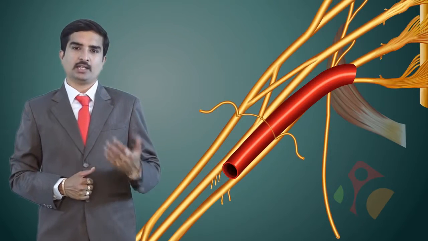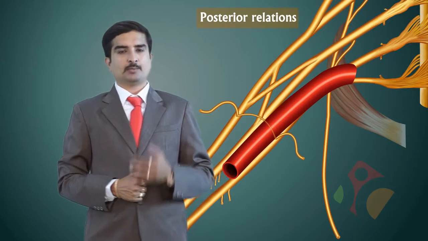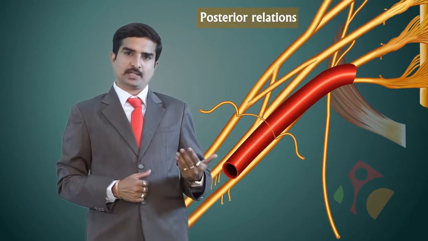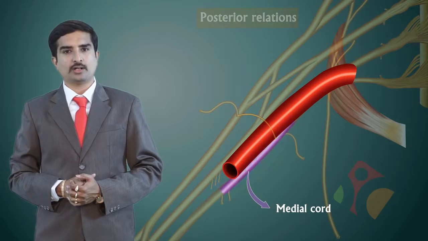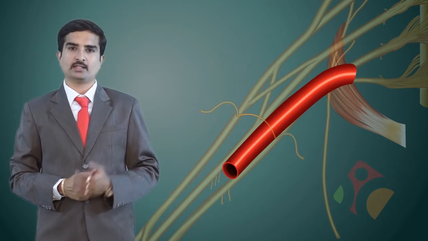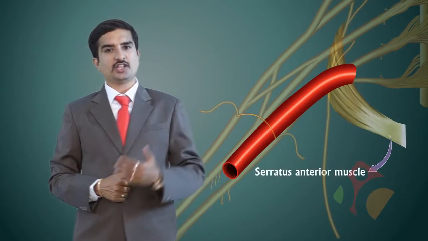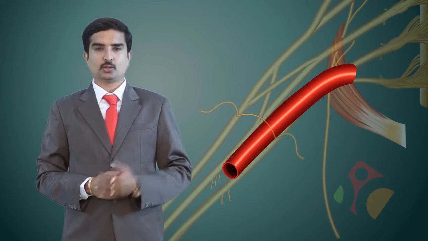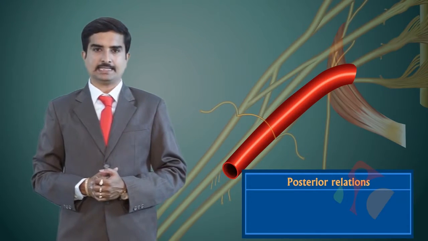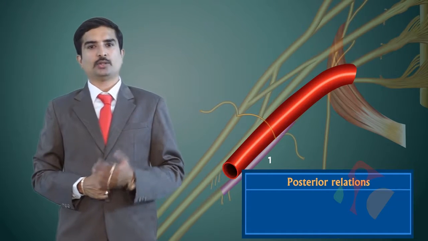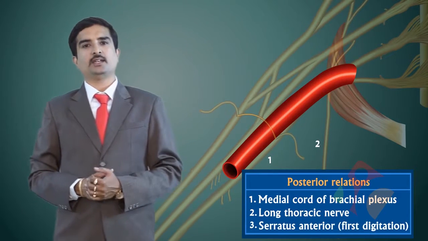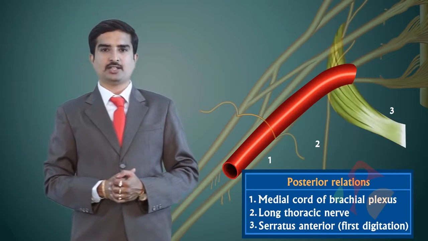Next, let us see the posterior relations of the first part of the axillary artery. In the posterior aspect, it is related to the medial cord of the brachial plexus. Not only that, posteriorly we have two other structures: the long thoracic nerve and the first digitation of the serratus anterior muscle. So what are the three posterior relations? The medial cord of the brachial plexus, the long thoracic nerve, and the first digitation of the serratus anterior muscle.